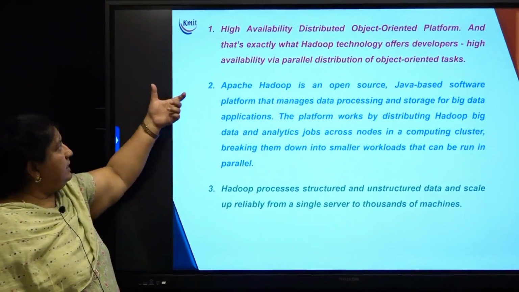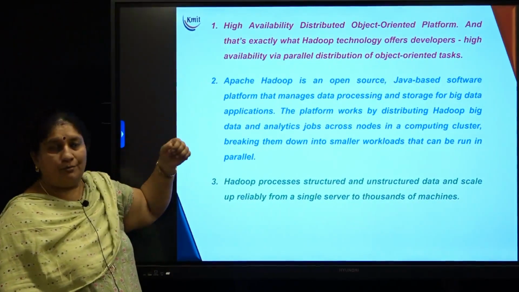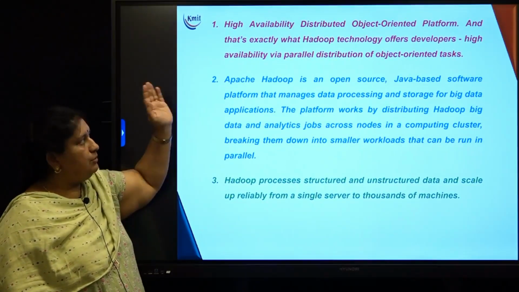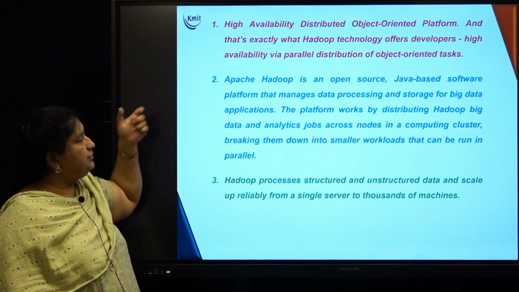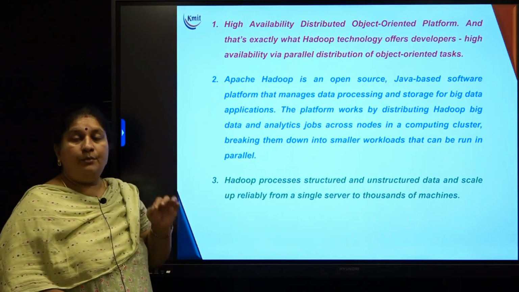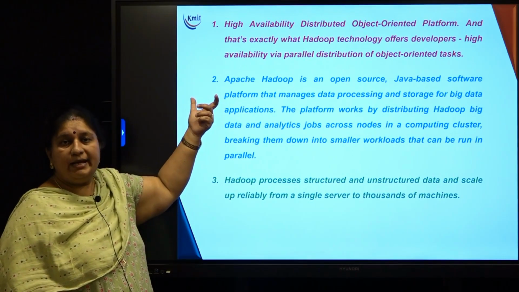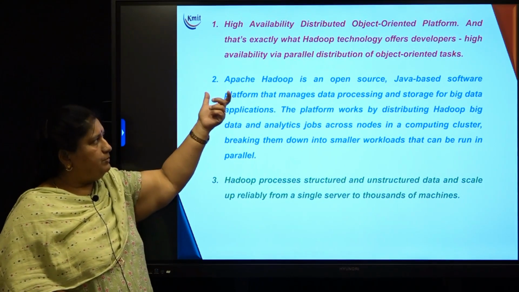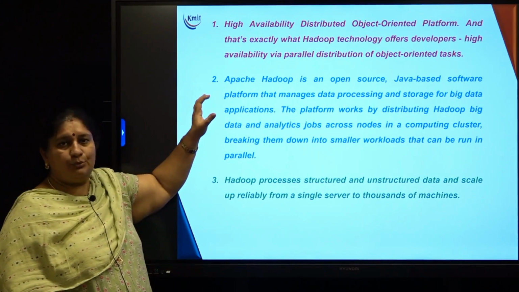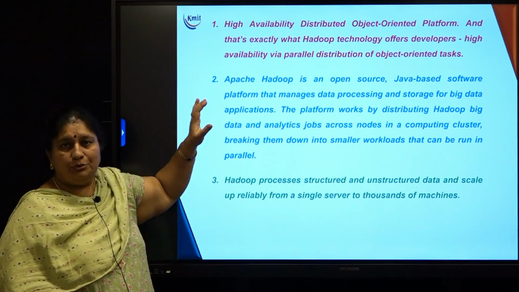Hadoop, as the name given, stands for high availability distributed object oriented platform. Concentrate on the words high availability, distributed, object oriented. These are the three key terms for Hadoop. High availability: every time, all the time, the data is available. Distributed: the data is available on a network. Object oriented: we know the principles of object orientedness. So, Hadoop supports high availability, distribution of the data, and object oriented patterns.